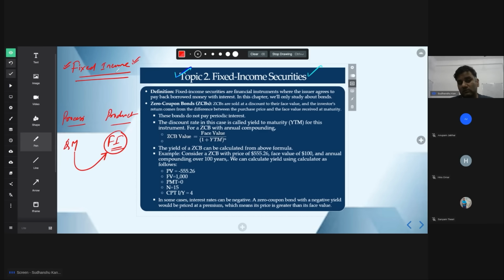We will not go into the product description. We'll not think too much about the product right now, because our main motive is understanding how the process is applied to the product, not the product itself. For understanding the product, understanding fixed income, we have a separate topic that we will study later.